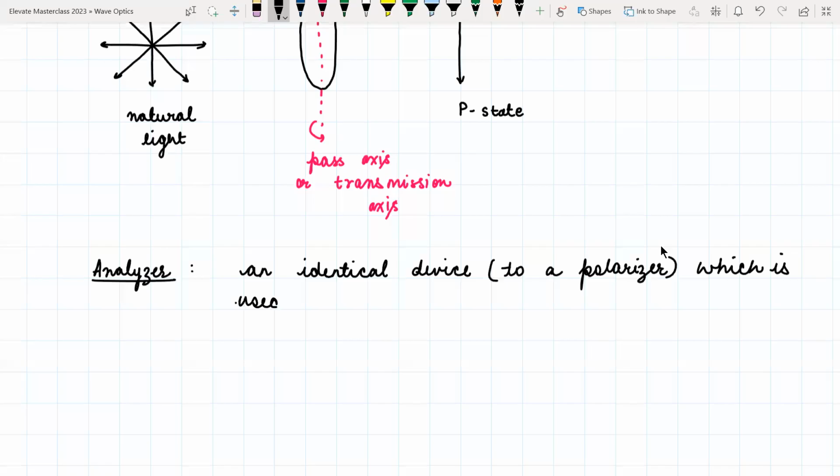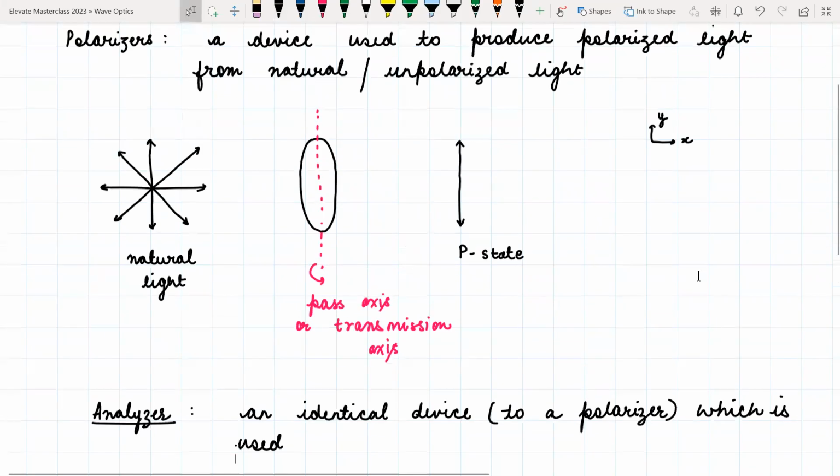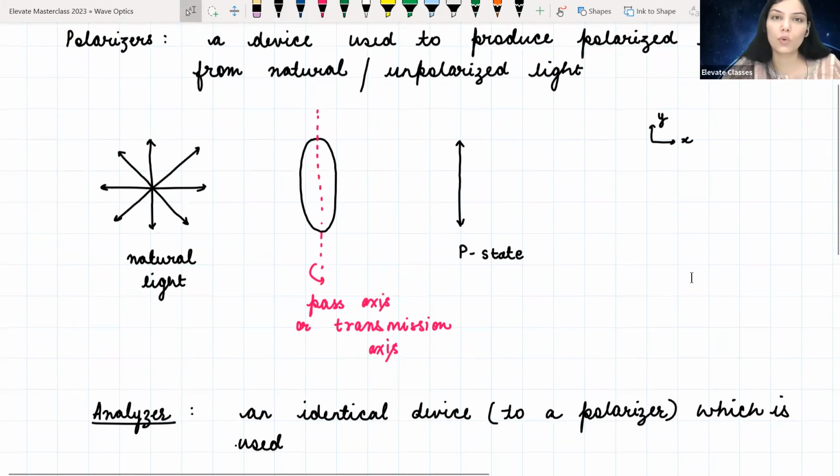Ma'am, which kind of device are we talking about right now? The first one was the dichroism. Right now, I'm just talking about a polarizer. So that can be based on any method. It generally doesn't matter.